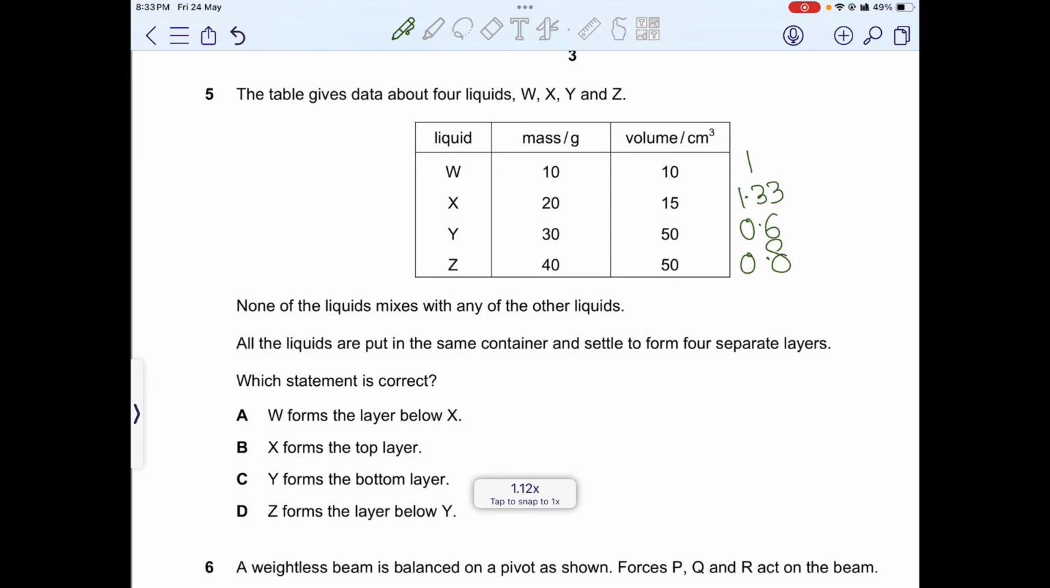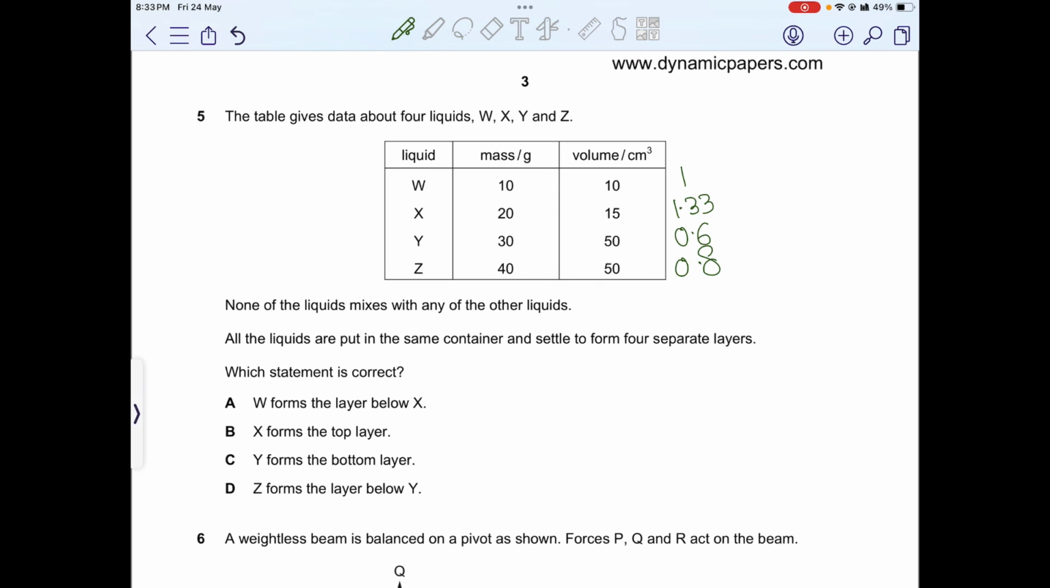It says that W forms the layer below X. Now, W has a lower density than X, X would be the lowest, so there would be nothing below X, so A is definitely wrong. X forms the top layer? No, X would form the bottom layer because it's the most dense. Y forms the bottom layer? Y is the least dense, so that is also not correct, it would be at the top. Z forms the layer below Y. Z would be below Y because Z is the next density after Y, so indeed D is correct.